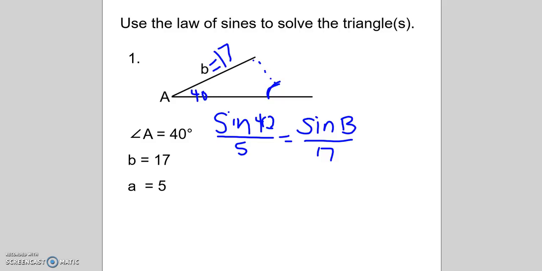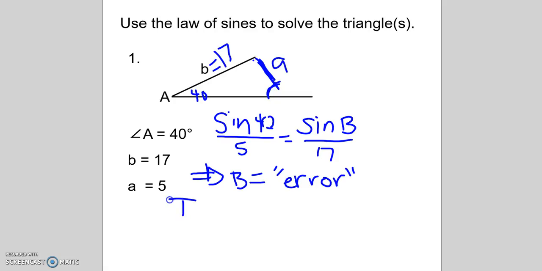Okay, so you actually will end up with an error on your calculator. So you didn't do anything wrong, but that means that this triangle doesn't exist. So you'll end up with some sort of error. It might say like domain error or something like that. So that means that side A over here is not long enough to reach the third side of the triangle. So therefore this is not a triangle. And then we're done. And that's all we have to say for this one.